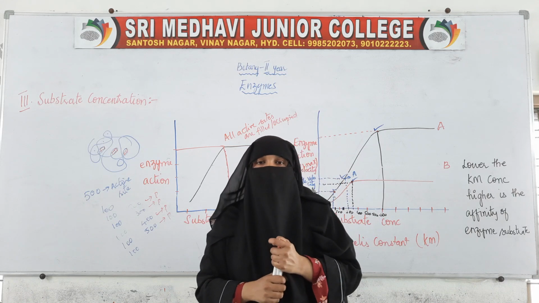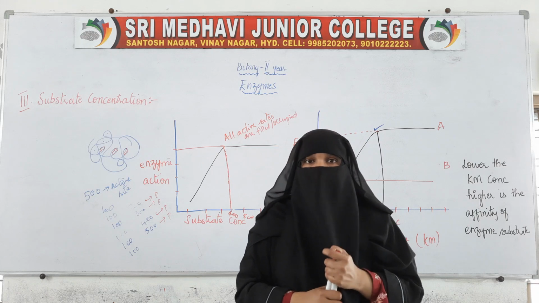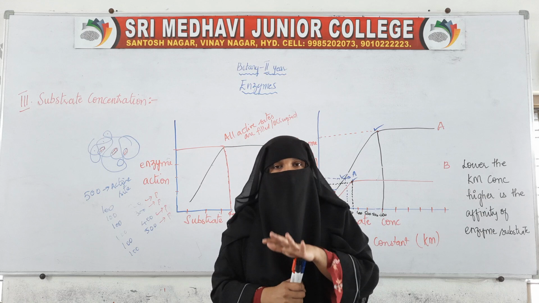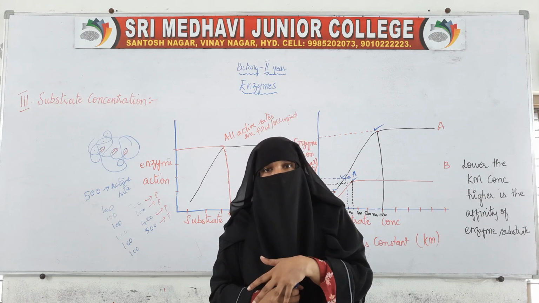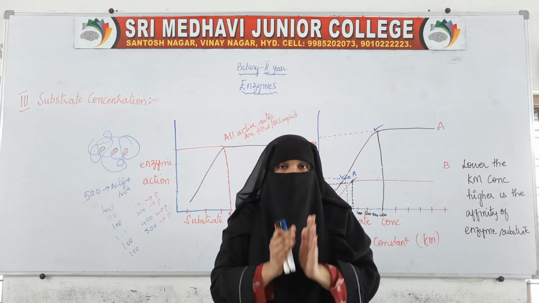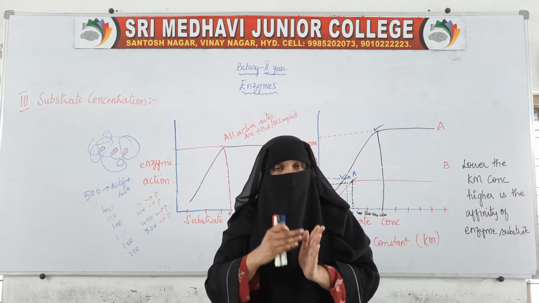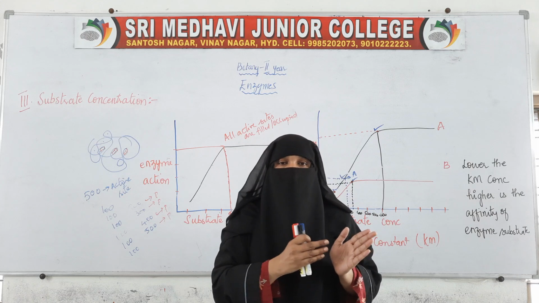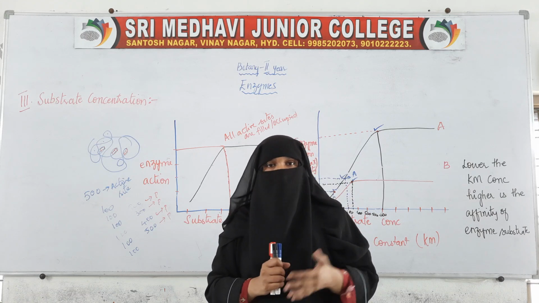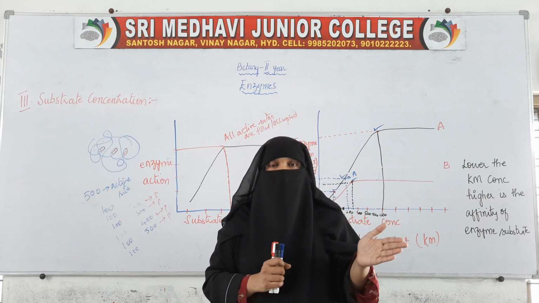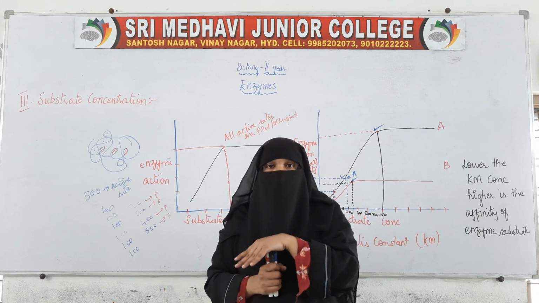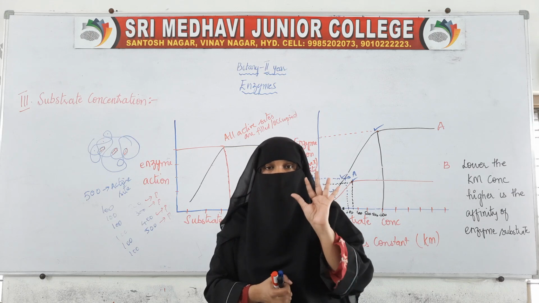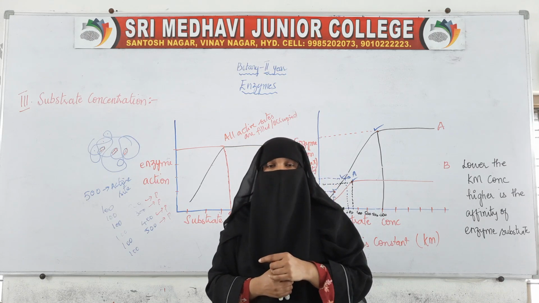With the pH, different enzymes have different pH. All enzymes are not having the same pH. Different enzymes will be having different optimum pH. Below the optimum pH and above the optimum pH, the enzymatic activity will be less. At optimum pH, the enzyme activity will be more.